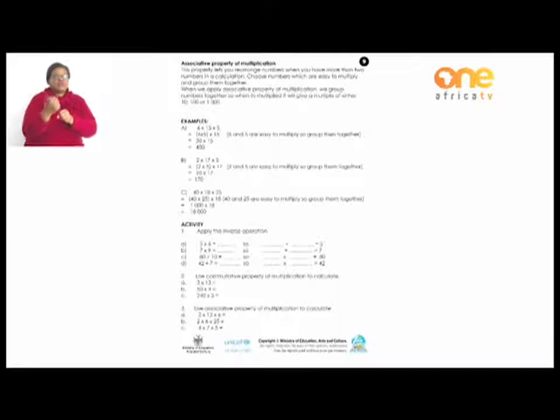D, 42 divided by 7. What will be the answer? With the inverse operation, the answer will then be 42. Boys and girls, work it out.